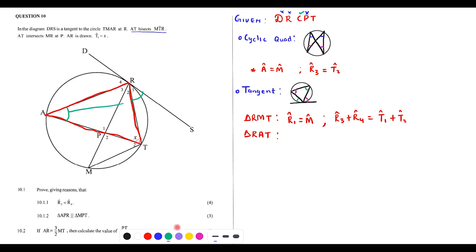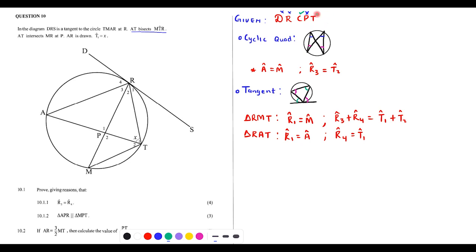As you can see, R1 is equal to angle A, right? And then the same applies the other way around. R4 is going to be equal to T1, right? So R4 is equal to T1. Alright, so we are done with our tangent part.